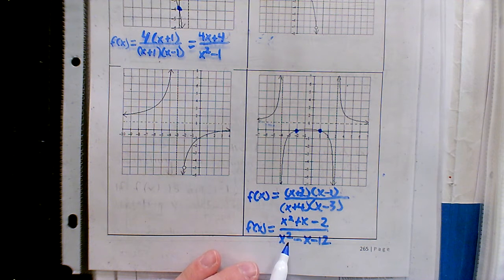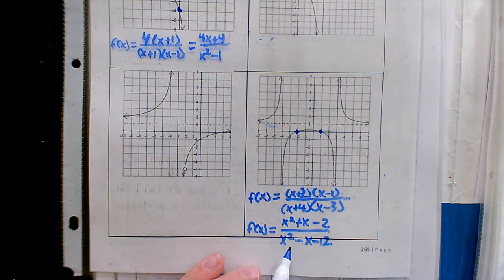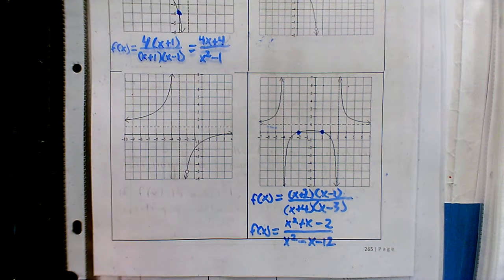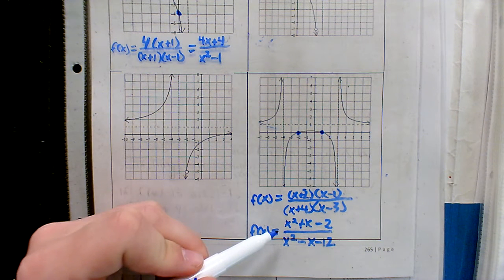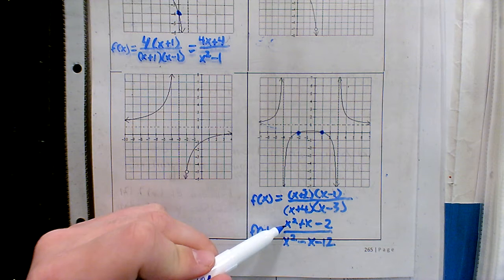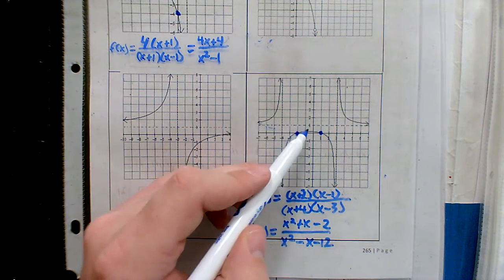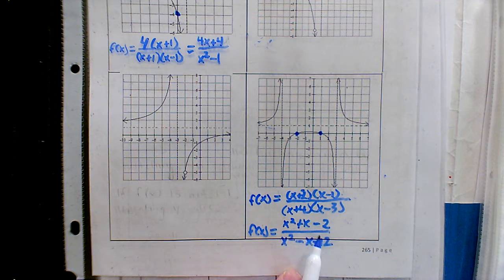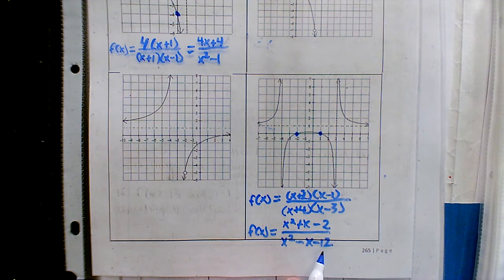Remember, we had 3 rules. If they're equally heavy, equally heavy powers, the ratio of the coefficients. Yes, the ratio of the coefficients. So 1 over 1 is 1. Well, we see the horizontal asymptote is at 1, so that makes sense. Let's check the y-intercept. It says -2 over -12. Well, that would be like 1/6.